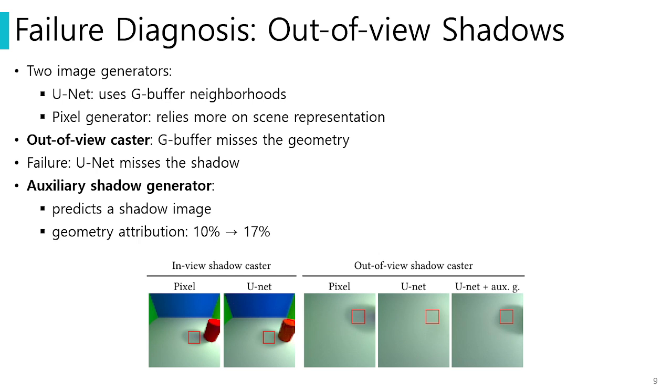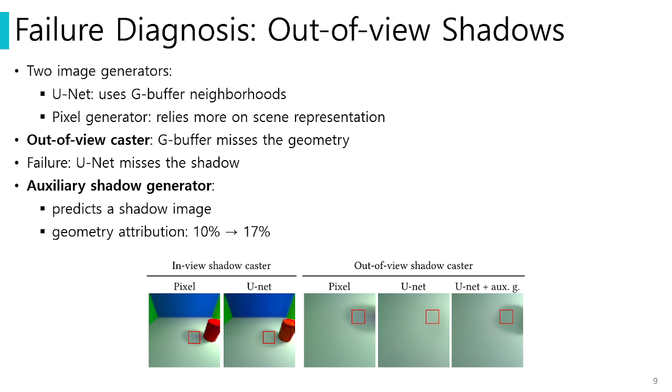This slide shows how the analysis can be used to detect a failure case. The task is to synthesize a shadow. When the shadow cluster is visible, the G buffer contains its geometry, so the unit can synthesize the shadow. But when the cluster is outside the view, the G buffer does not contain it. In that case, the shadow must come from the neural scene representation.